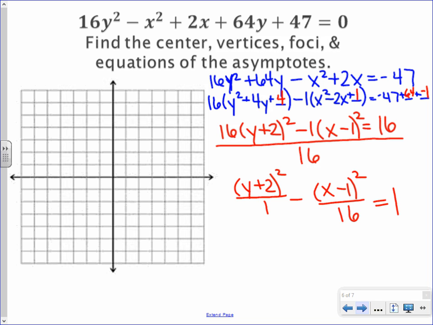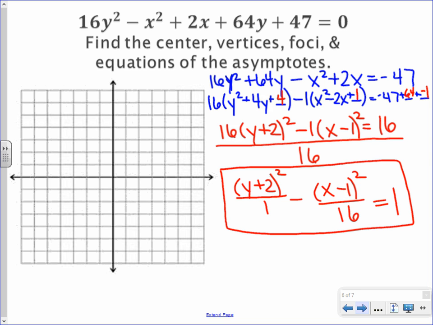Now, you wouldn't necessarily need to write this y plus 2 squared over 1, but I like to do it just so I can emphasize that that is what my a squared term is. Okay, so our assumption was right. This is going to be a vertical hyperbola. We know that because the y squared is the positive 1.